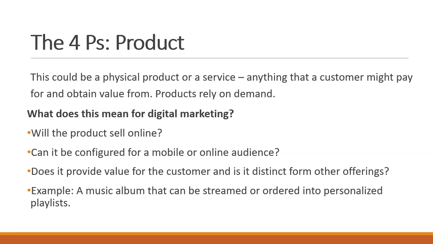What does this mean for the digital marketing side? Can customers purchase our product online? Do we have a website? Does the online version differ from the in-person version? So do we have some kind of a service? Maybe we offer education and we have on-demand online offerings, or we have different in-person offerings, or we offer physical products that they can buy online and have shipped to them.